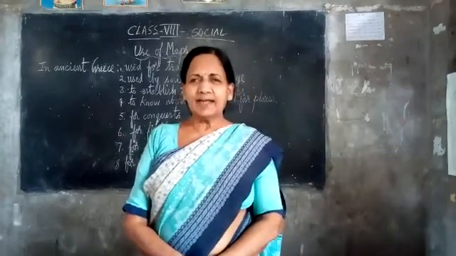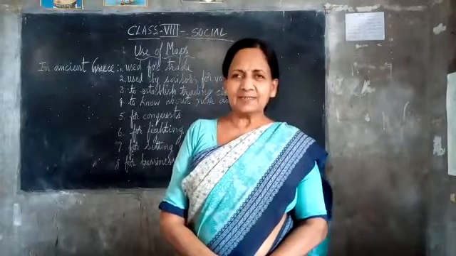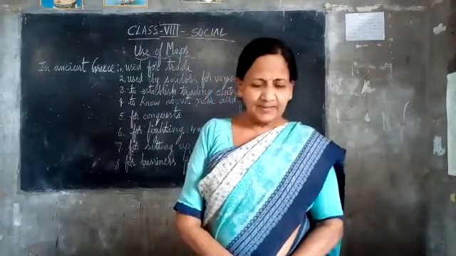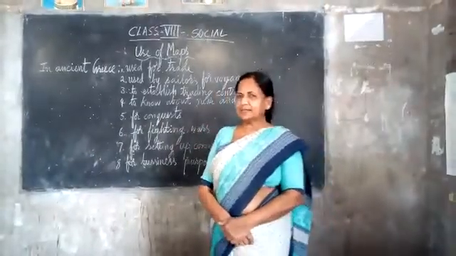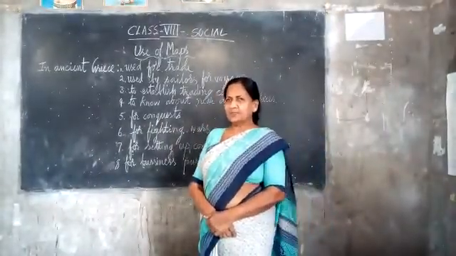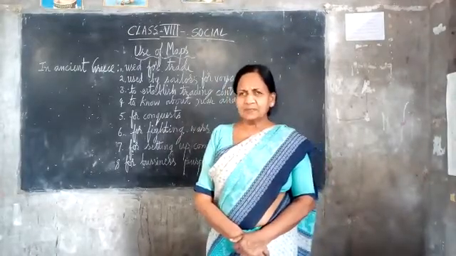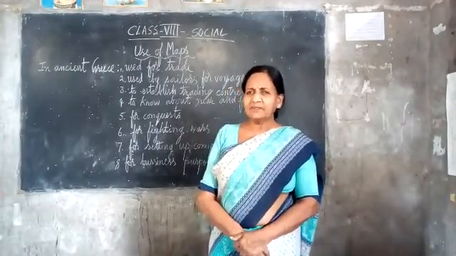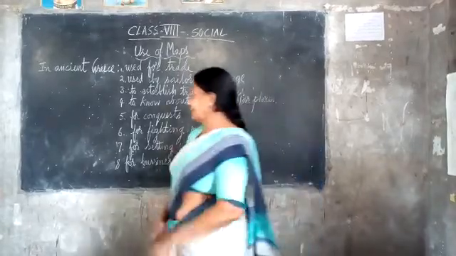Children, we've already had the introduction for the first lesson in the social textbook: reading and analysis of maps. How do we read maps? We read maps with the help of different symbols.